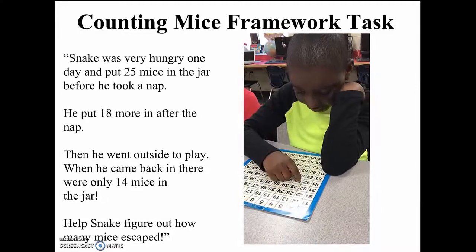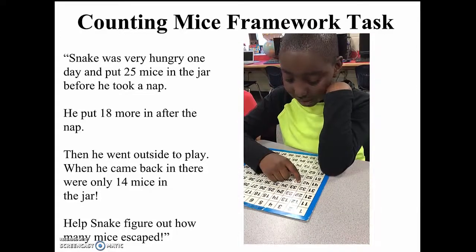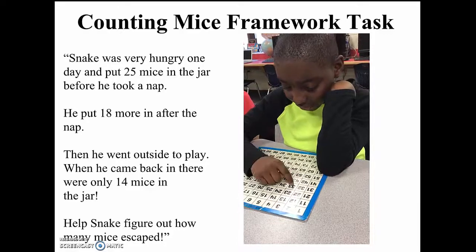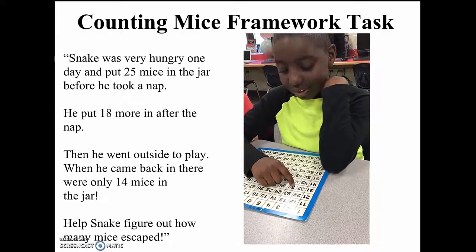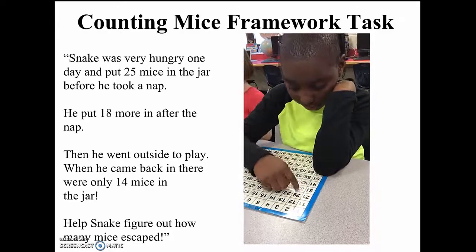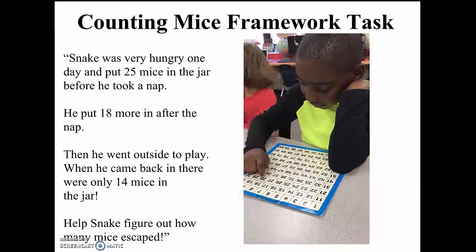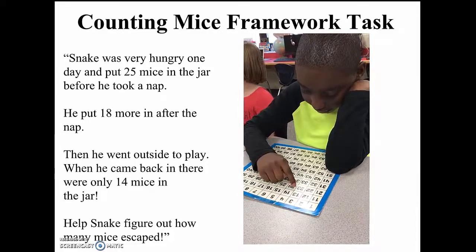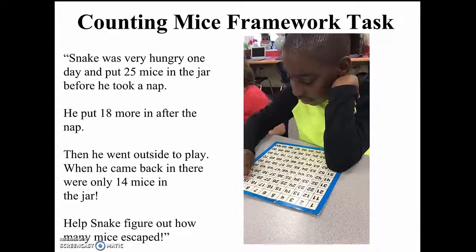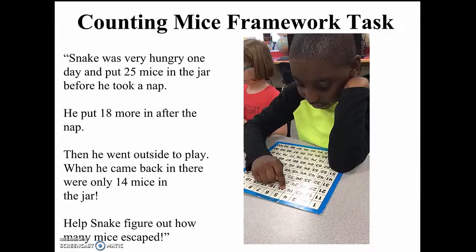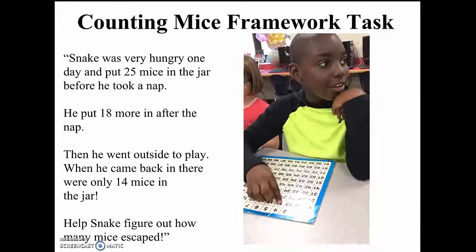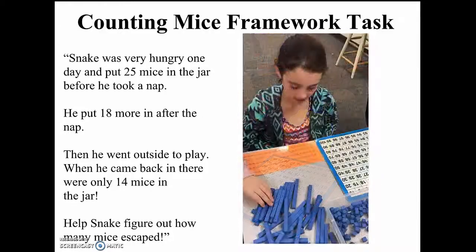So I minus until I get to 14. So 10, 11, 12, 13, 14, 15, 16, 17, 18, 19, 20, 21, 22, 23, 24, 25, 26, 27, 28, 29. And so 29 mice got out the jar.